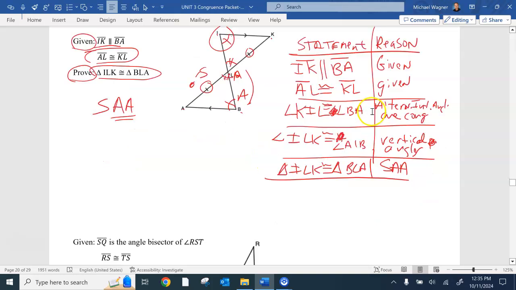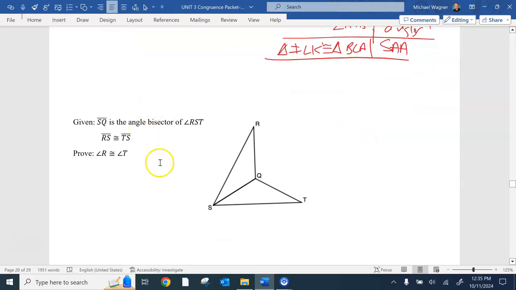Okay, so that's the way to show it. I would try the next one. Try this one on your own. See if you can do it. I'm not going to make a video of everything. Actually, you know what? I'll tell you what. This is what I'll do.